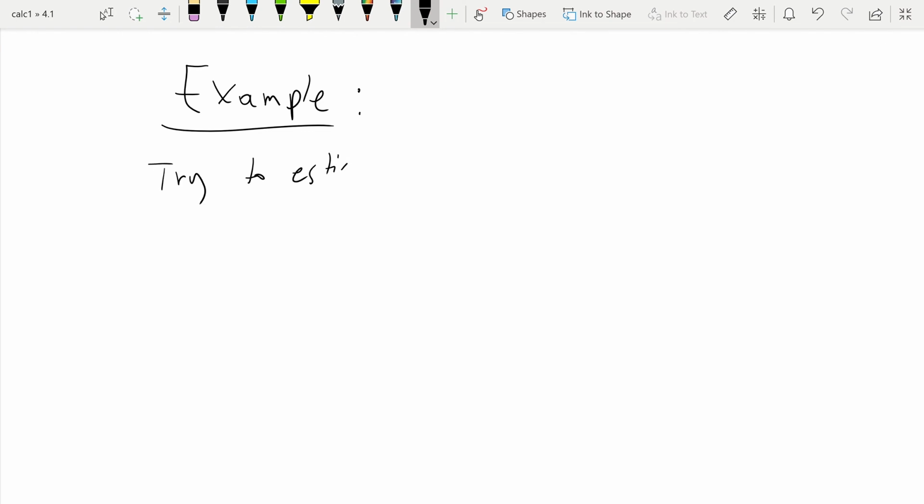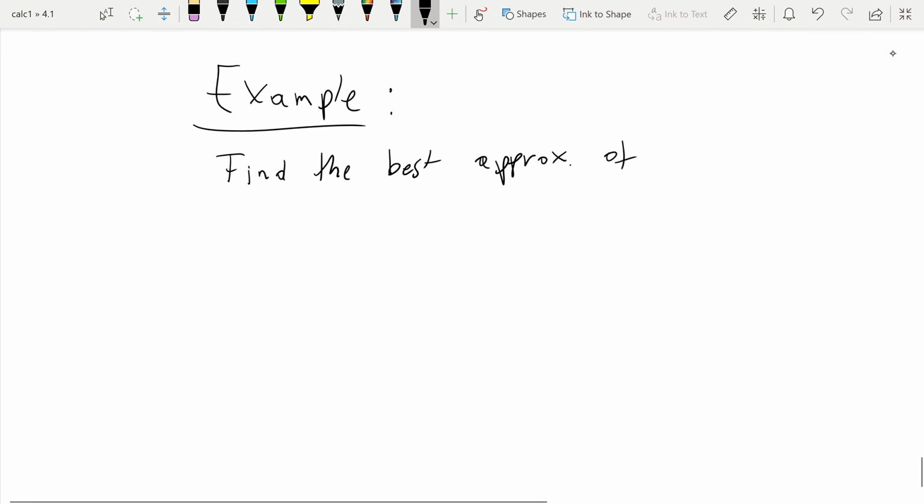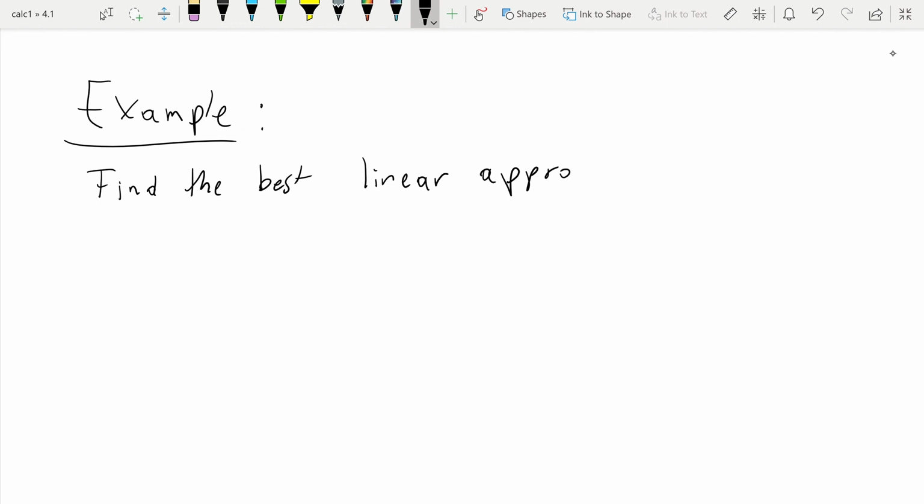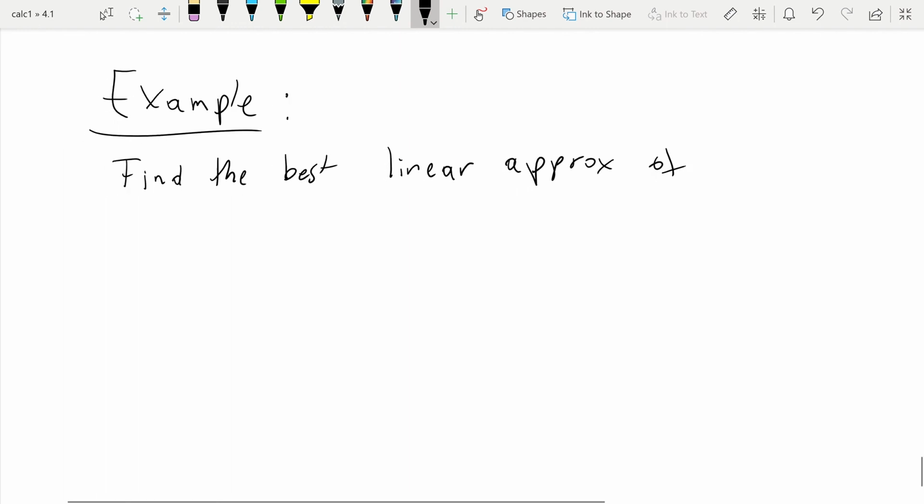We're going to be asked to estimate or find, I'm just going to use a wording that you'll see a lot: find the best linear approximation of cosine of x at x equals pi over 4.